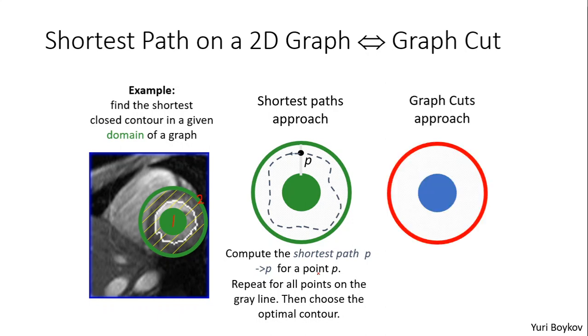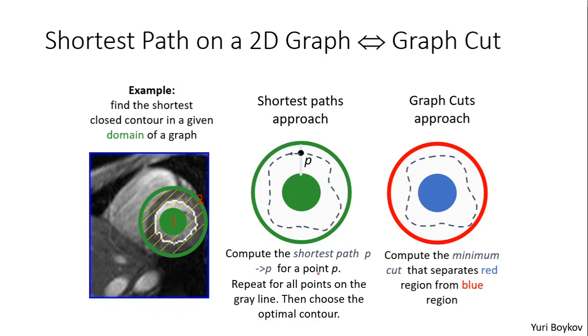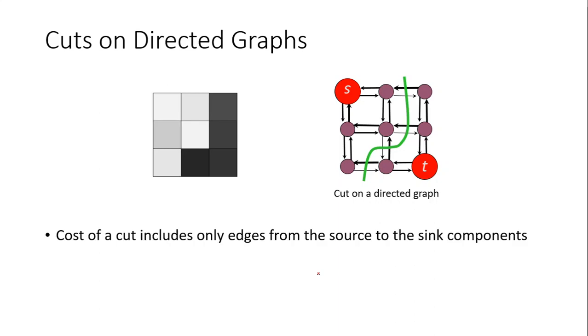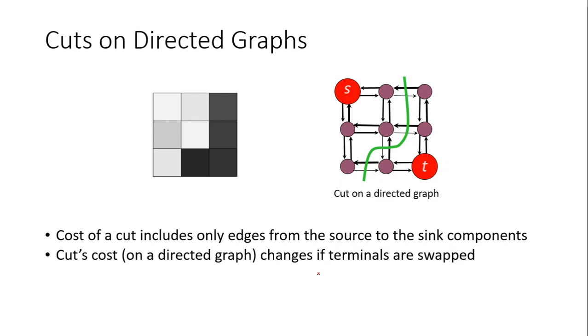In the graph cuts approach, this is done in one shot. Compute the minimum cut that separates the red region from the blue region, like so. There are cuts of directed graphs, as we saw earlier, and the cost of the cut includes only edges from the source to sink components. The cut cost on a directed graph changes if the terminals are swapped, which is equal to swapping S and T terminals.